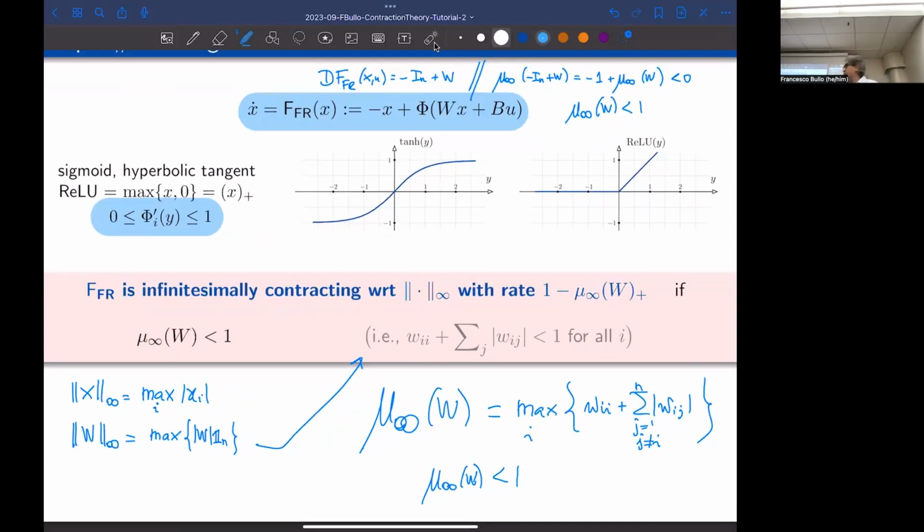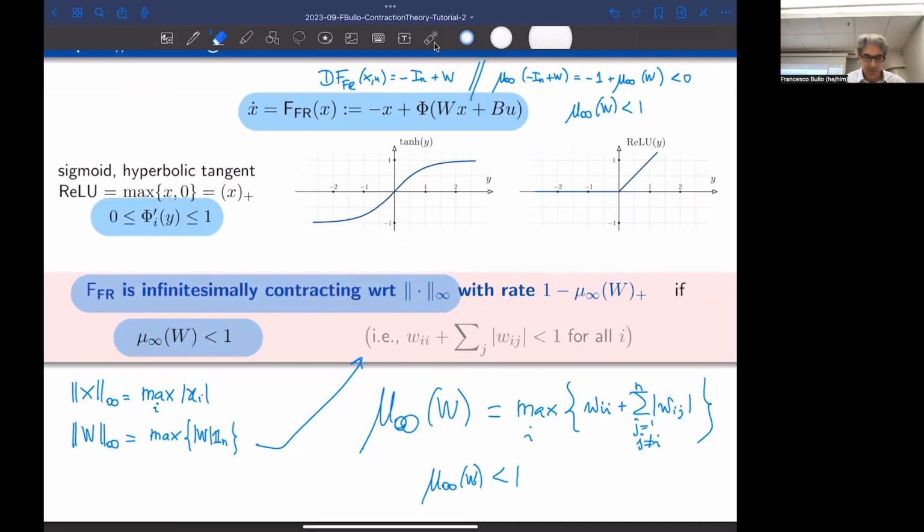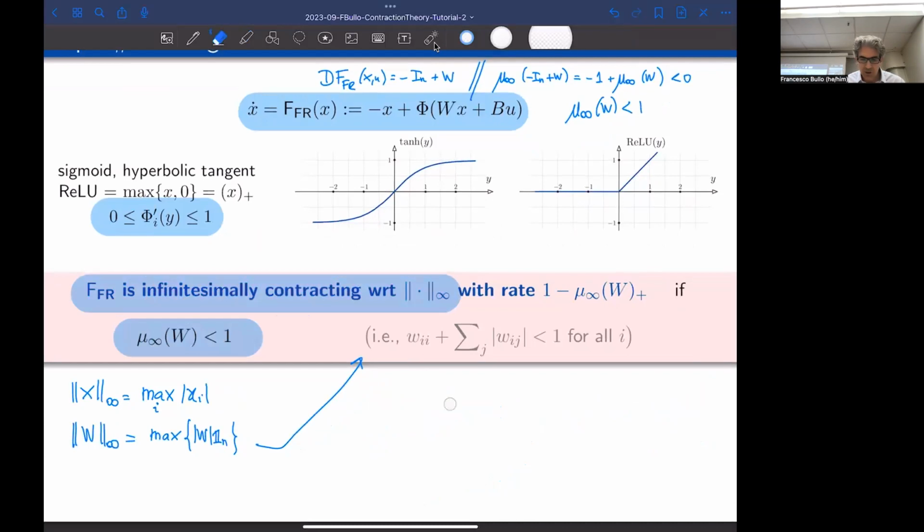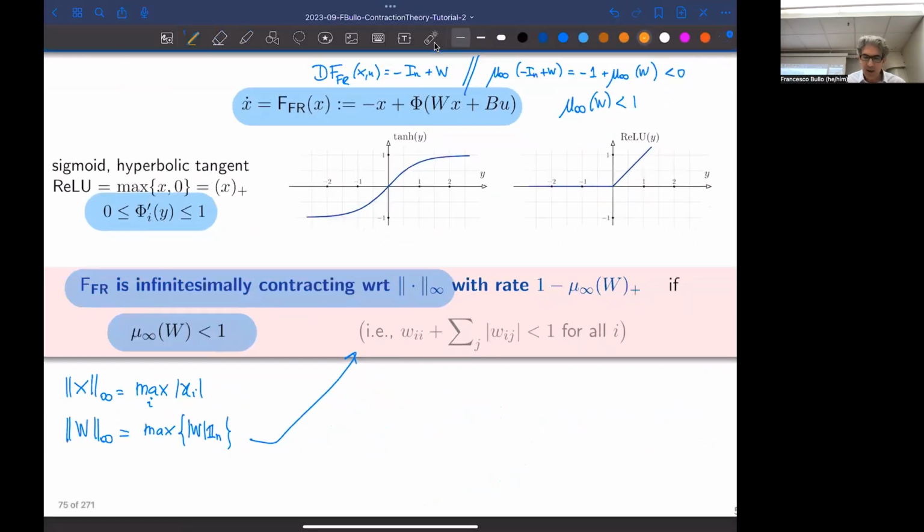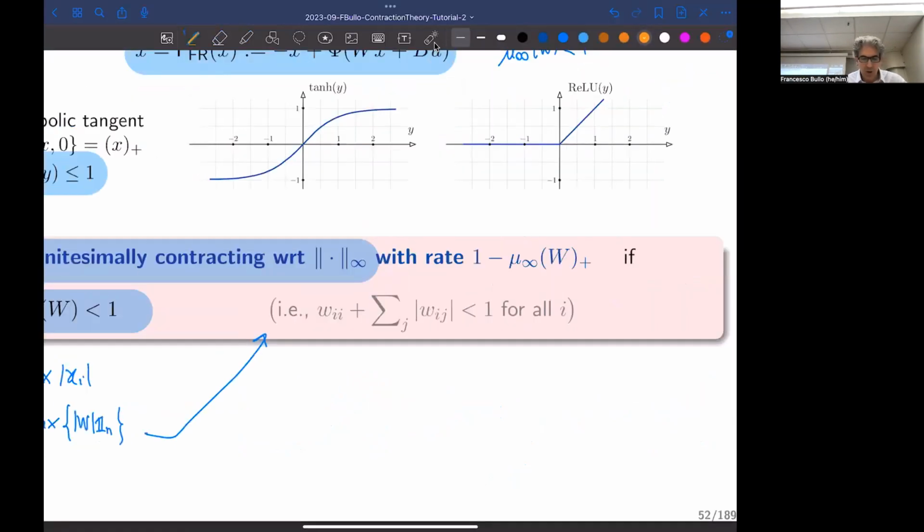Right. So the statement is that the firing rate model is infinitesimally contracting with respect to the infinity norm, provided the synaptic matrix has this property that mu infinity of W is less than 1 with respect to the infinity norm. And I would like to also give you the rate. So what is the rate? I'm going to introduce a little symbol, forgive me. It's this plus, it's actually the ReLU. If you give me a number Z and I say Z plus, I mean Z if Z is positive, or 0 if Z is less than or equal to 0.